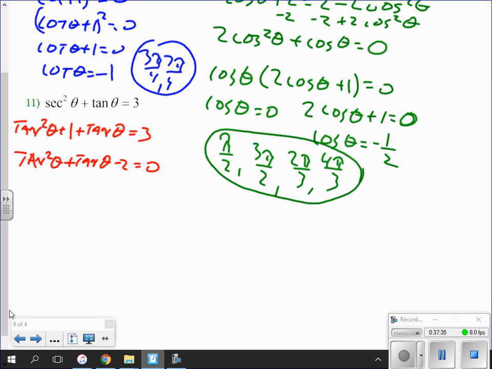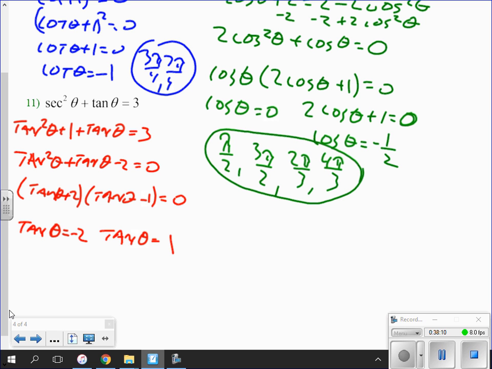Okay, and this is a quadratic, x squared plus x minus 2. So that gives me tangent theta plus 2, tangent theta minus 1 is equal to 0. So that means the tangent of theta is equal to negative 2, and the tangent of theta is equal to 1, and we have some issues here.